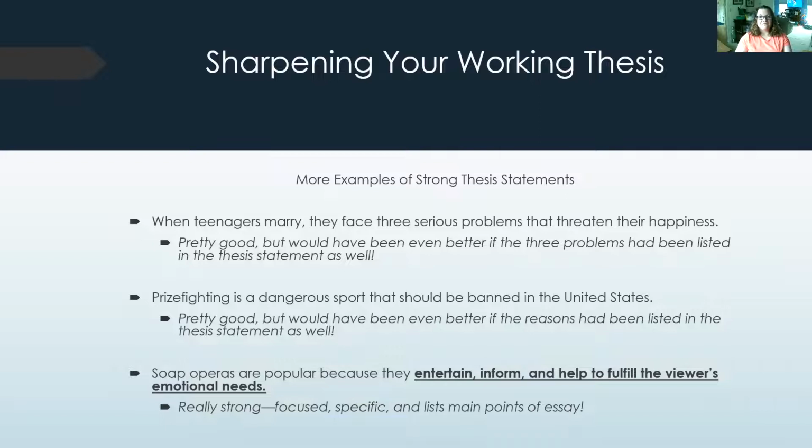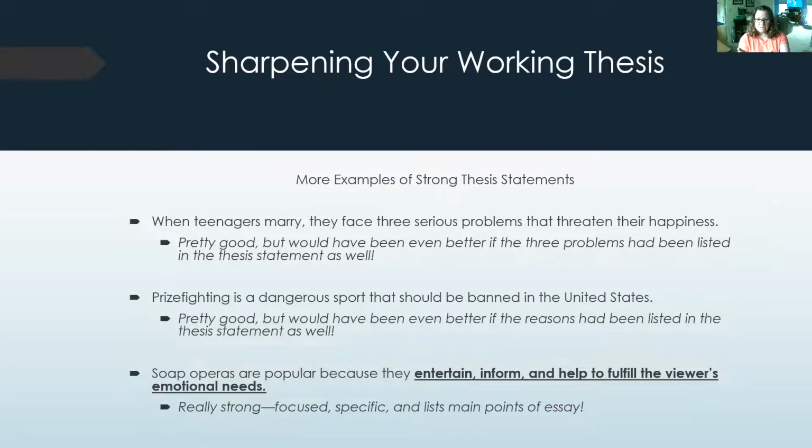And I know the section after that is going to explain how soap operas help to fulfill the viewer's emotional needs. I, as a reader, know what to expect now when you give me a thesis statement that is that strong, that focused, that specific. So this is what you want to shoot for. You want to shoot for a thesis statement that is focused, specific, and somehow lets the reader know what the main points, the organization of the essay. Because it's not just what your main points are, it's also the organization.